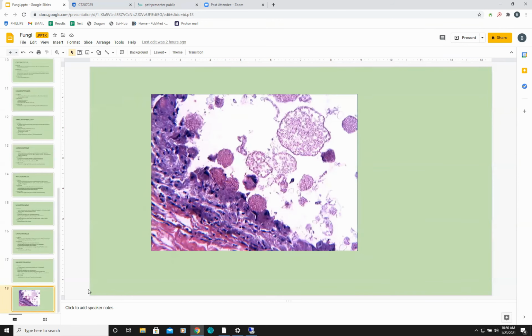And I thought I'd just show a picture of this because this is myospherulosis, and this you could think was rhinosporidium, but this is due to the oil in the packing of the wound.